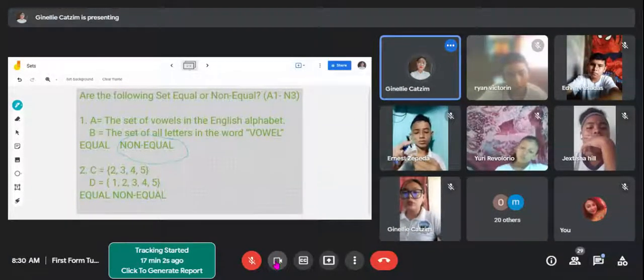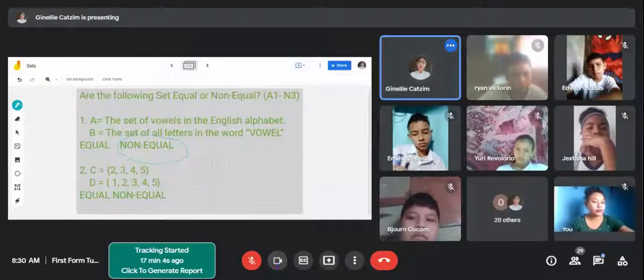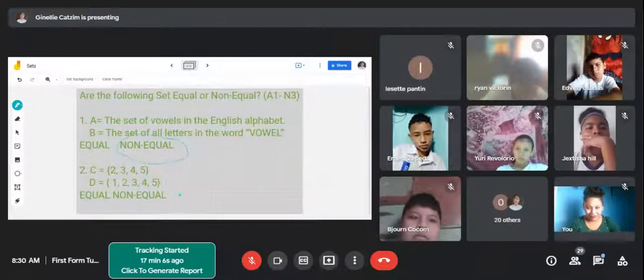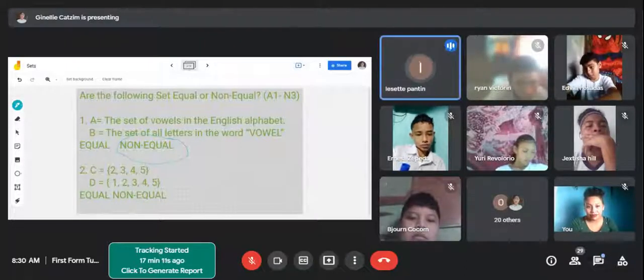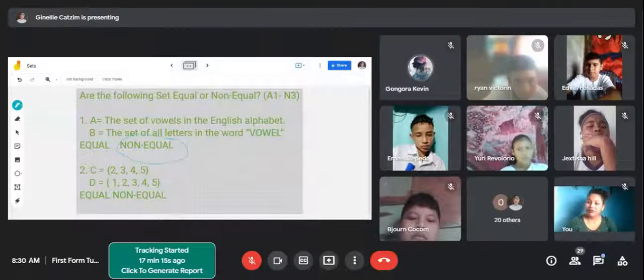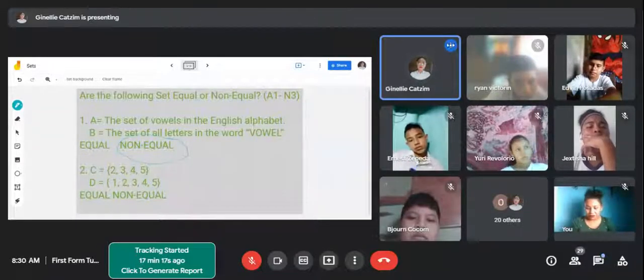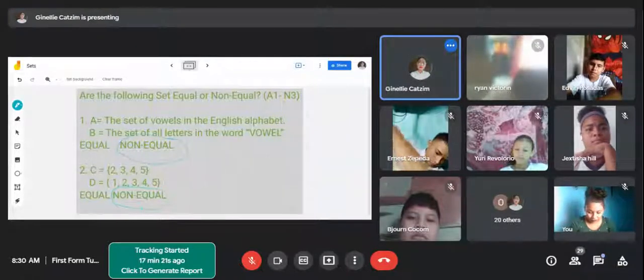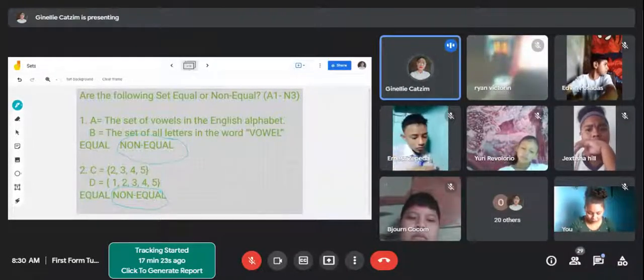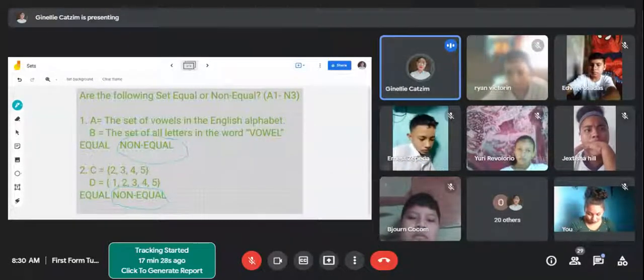Now number two, it's non-equal. Very good. Yes. Is also non-equal, right? Because it does not have the same amount of elements. At least one element is different.